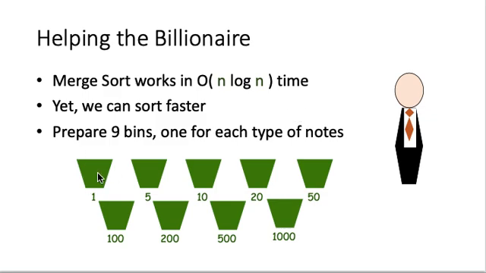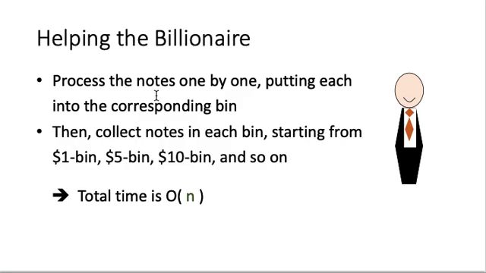So what we can do here is, let us prepare 9 bins, one for each type of notes, like this. We are going to process the notes one by one, and then we put each into the corresponding bin. So when we see a $1 note, we put it in the $1 bin. When we see a $10 note, we put it in the $10 bin. Once all the notes are processed, we will collect the notes in each bin. But we start from the $1 bin and then the $5 bin and so on and so forth, according to the value of the notes in the bin. In this way, we can sort all the notes in order n time.